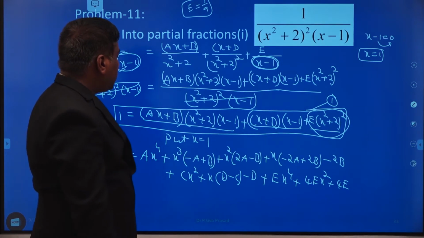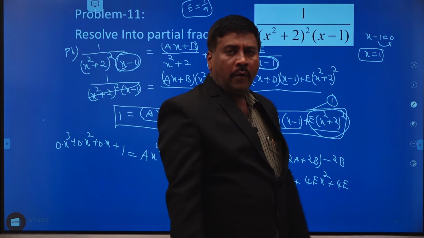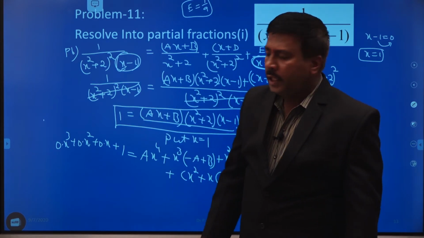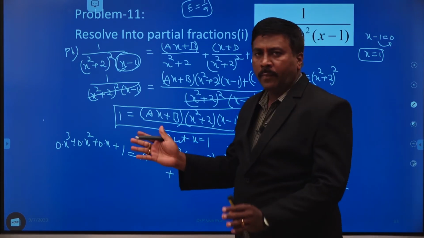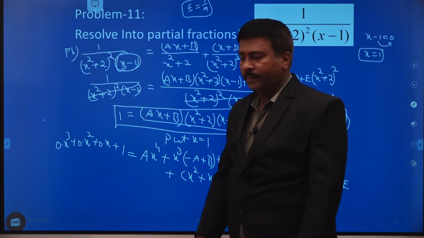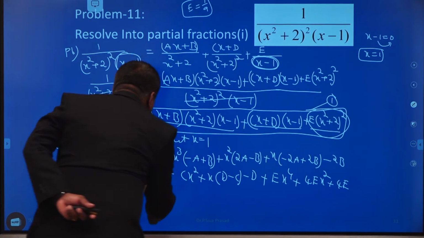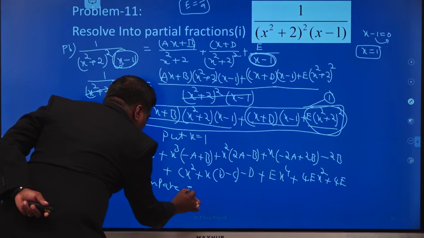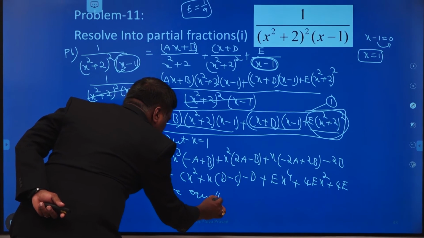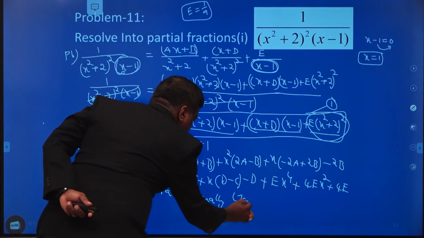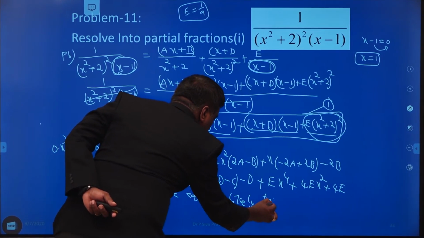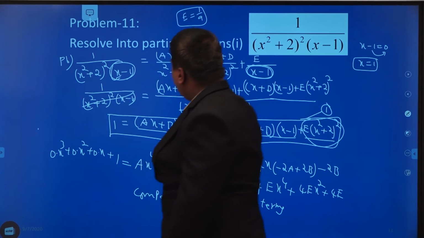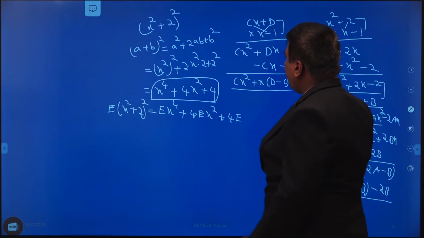Now, all of you listen. I will require to compare the like terms individually. So here, compare equally and like terms.